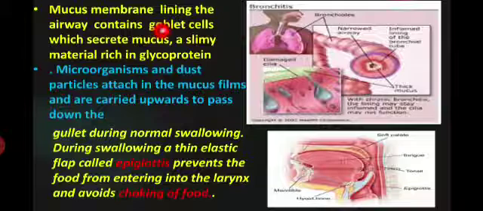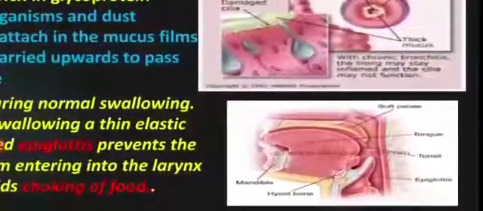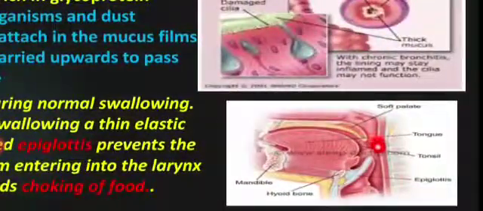So this mucus material is rich in glycoprotein, so glycoprotein is present in high amounts. Microorganisms and dust particles attach to the mucus and are carried upward, passing down the gullet region. Passing down means what? It means the food pipe, we call it the gullet.